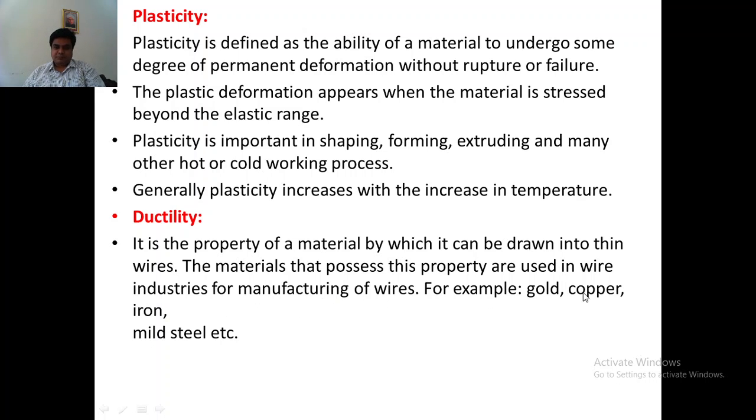For example, we can convert a piece of copper into thin wires by its property called ductility, where ductility is nothing but when you apply force in a particular direction, the metal will elongate. It will elongate plastically, permanently, without fracturing. That is called ductility. So ductility is the property that is used in making wires of metals.